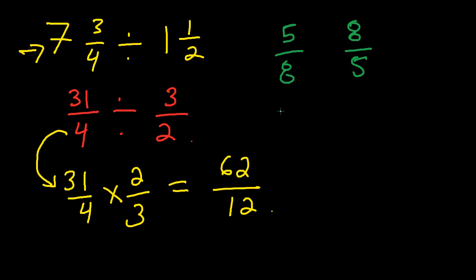And let's say we had 2 over 9. So what's the reciprocal of 2 over 9? The reciprocal of 2 over 9 is just 9 over 2, okay? So let's do another problem.